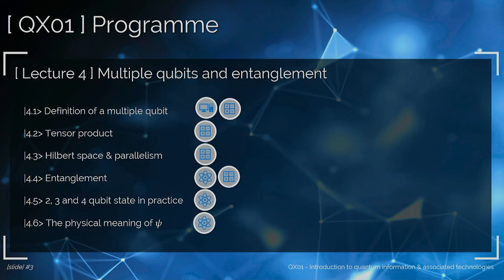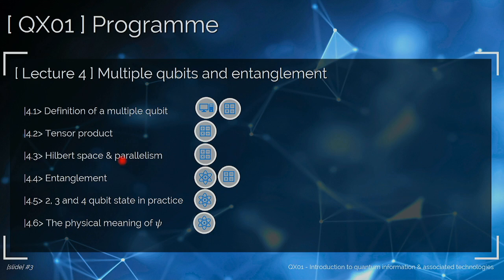So in this part, some aspects that we've covered already. The definition of a multiple qubit. I'll come back to that quickly. We started to define the notion of tensor product that we said we would need. And then today we will carry on with the notion of Hilbert space and parallelism that we talked about already. So we will see how the parallelism comes in here.